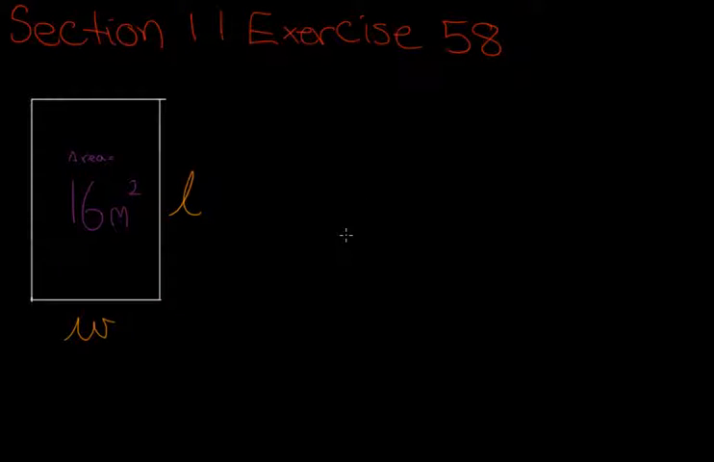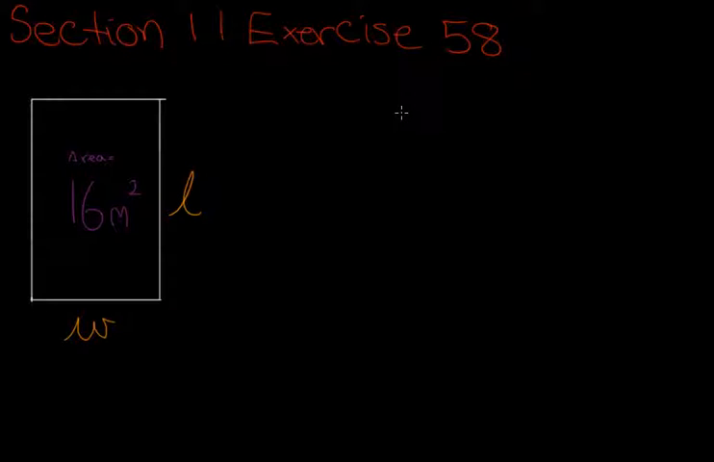Okay, today we are going to do section 1.1, exercise 58. And this is a word problem, and it says a rectangle has an area of 16 meters squared. Express the perimeter of the rectangle as a function of the length of one of its sides. Ooh, math, that is a mouthful. So, this is a problem in which you express something as a function of something else.